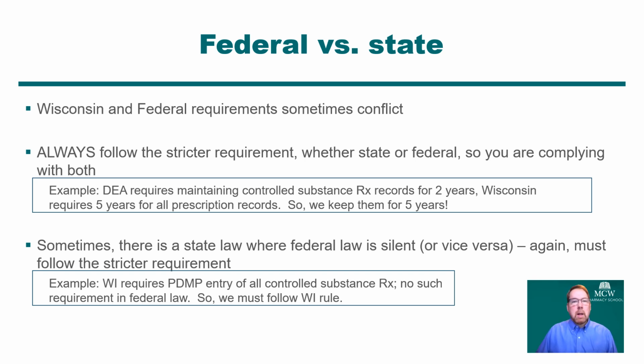Okay, so what do we do when Wisconsin and federal requirements conflict, which they do sometimes, or they're different? The general rule of thumb is to always follow the stricter requirement. Whether it's state, whether it's federal, whichever one is stricter, you have to comply with both requirements. Okay, so always follow the stricter requirement. For example, DEA requires maintaining controlled substance prescription records for 2 years, right? However, Wisconsin and our state statutes, we require maintaining all prescription records for 5 years. So we have to keep them for 5 years, which satisfies both DEA and Wisconsin requirements.